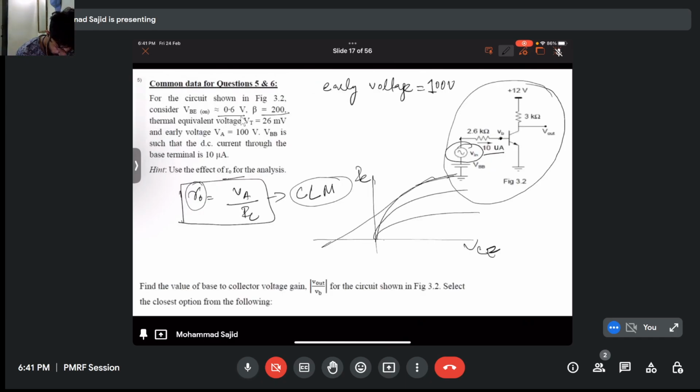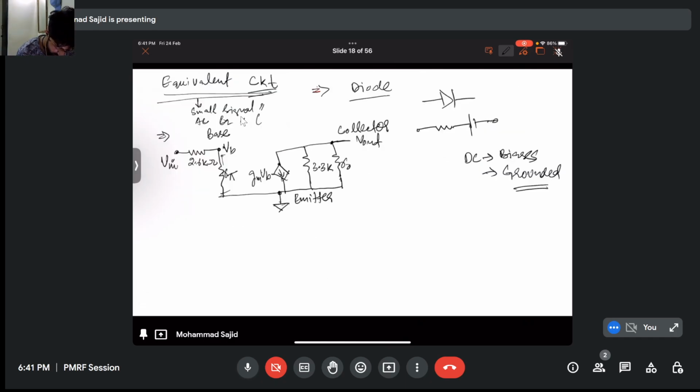Right now, what does the question say? You have to find V output by VB. So what is the first step you will do? First step is obviously drawing the equivalent circuit. If you drew the equivalent circuit correctly, you can do this question easily. Now look at the figure.